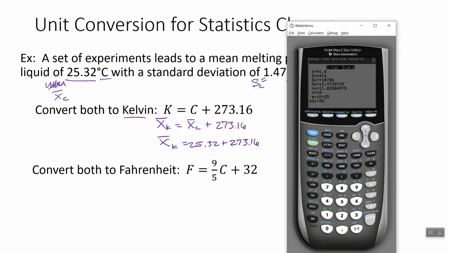So let's bring out our trusty friend here. Get this stuff out of the way here. We've got 25.32 plus 273.16. And that gives us our new mean of 289.48.